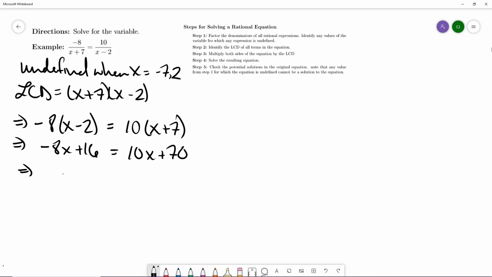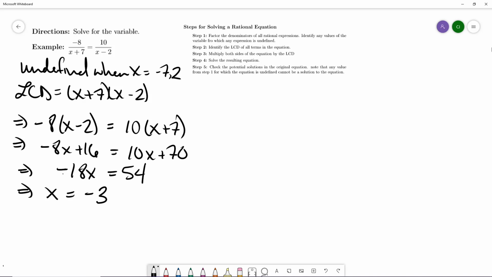So negative 8x minus 10x. Since they're both the same sign, we're just going to add it. So this is negative 18x. And I'm going to subtract 16 from both sides. So then 70 minus 16, that is a positive 54. Right? And then I'm going to divide both sides by negative 18. I'll still get x is equal to negative 3.